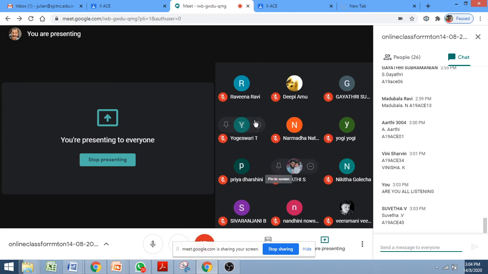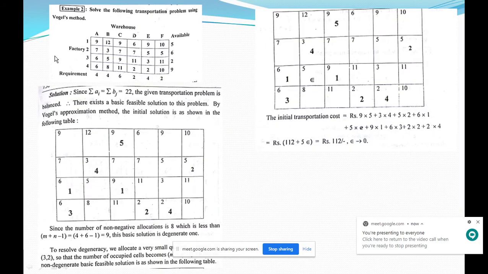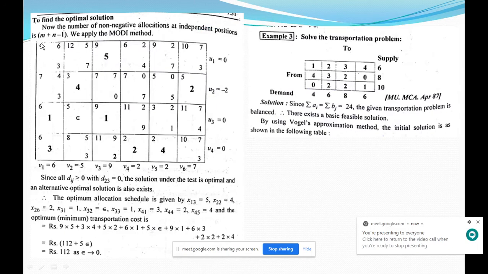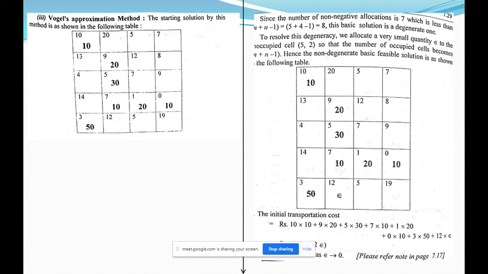Can you listen to me? Yes, sir. Okay. So in this Modi method, we have written just the numbers, the cost at the top left corner. Sir, excuse me, sir. Yes, yes. What is that epsilon? Please spell that, sir. Okay. Epsilon. In the chat box, you just spell it. So you want the epsilon spelling? Yeah, even the meaning also, sir.